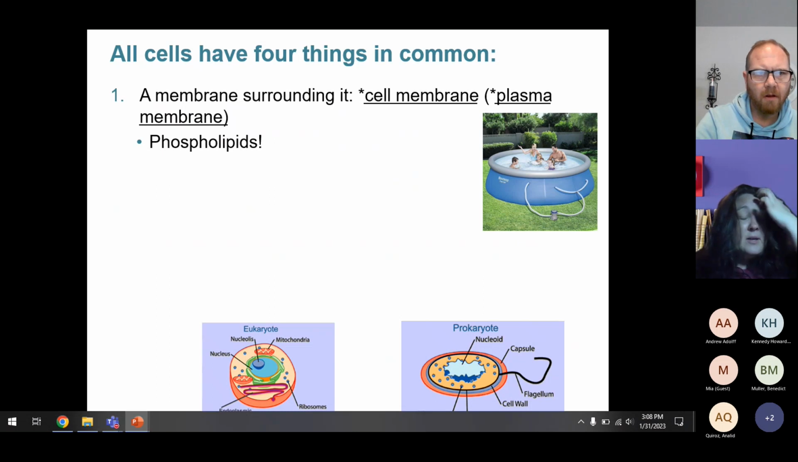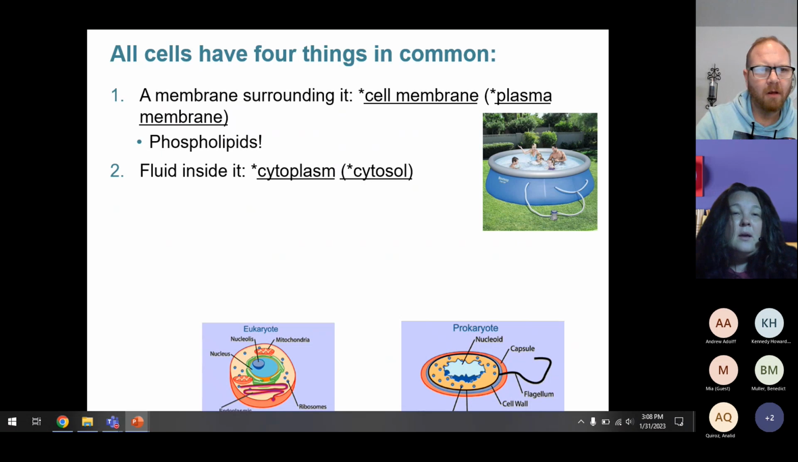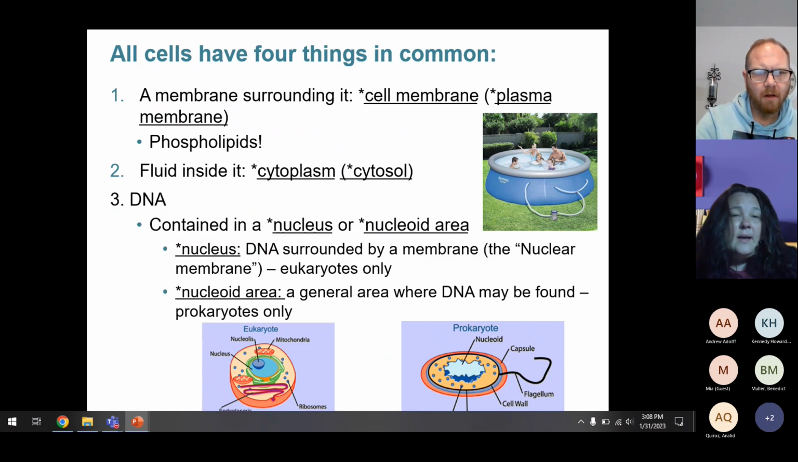It's made of phospholipids. Hopefully you remember from chapter 3 that phospholipids are a kind of lipid. They have a polar head and two nonpolar tails. Every cell has fluid inside it, and we call that the cytoplasm. Sometimes you will see it called the cytosol, but we use the term cytoplasm in this class.